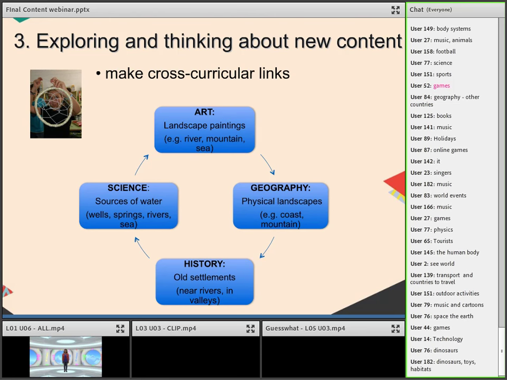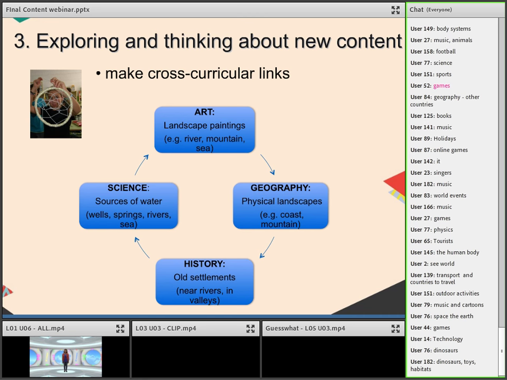So we can explore and think about new content also by making cross-curricular links. We saw earlier in the webinar the boy making the web, and I explained that it was a combination of art, maths, and some science.